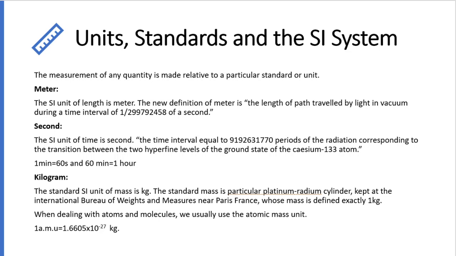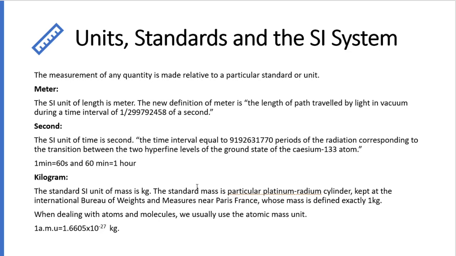The new definition of the meter is the length of path traveled by light in vacuum during a time interval of 1 over 0.29 giga of a second, which is a very small number. Similarly, for time, the SI unit is the second, which is the time interval equal to 9 giga periods of the radiation corresponding to the transition between the two hyperfine levels of the ground state of the cesium-133 atom. So we define 1 minute, which is equal to 60 seconds, and 60 minutes makes 1 hour.